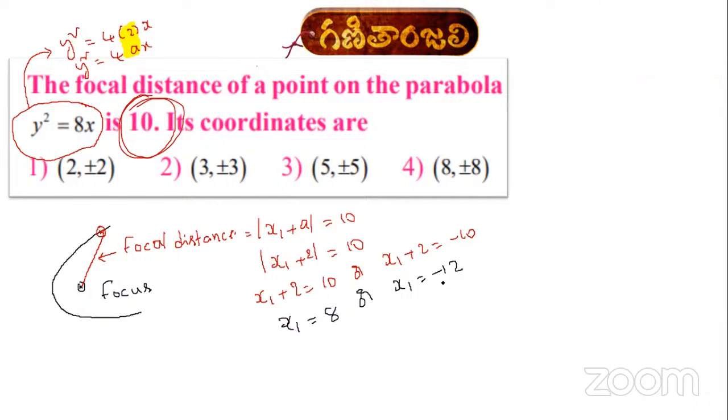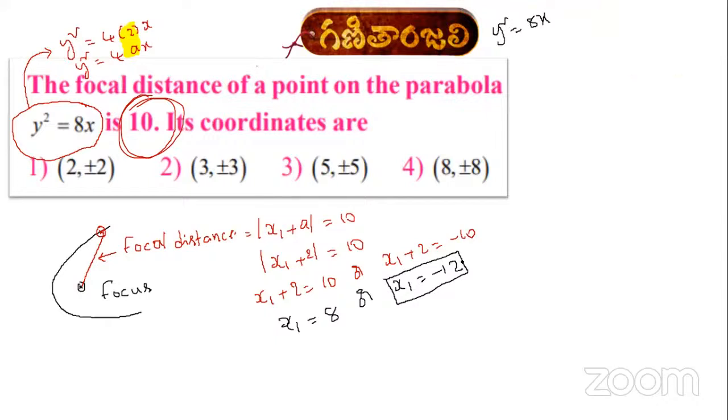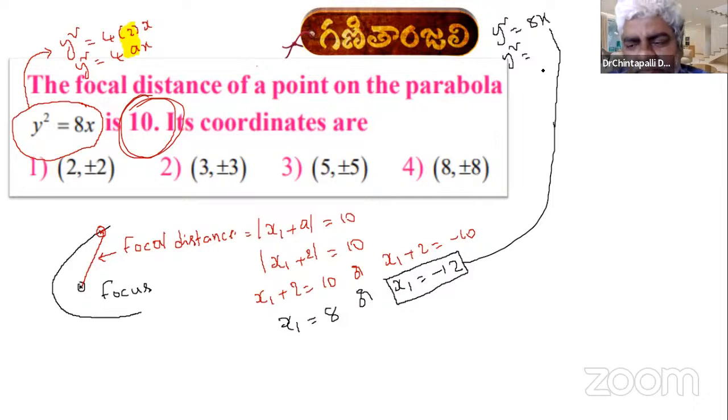మనకి ఇచ్చిన ఆప్షన్ ఎక్కడైనా -12 ఉందా? లేదు. మరి -12ని ఎందుకు రిజెక్ట్ చేశారో దానికి ఒక మంచి రీజన్ ఉంది, చెప్తానండి. x1 -12 అయితే మన ఫార్ములా ఏంటమ్మా? y square = 8x కదమ్మా. x -12 పెడితే ఏమవుతుంది? y square = 8 × -12 ఎంతమ్మా? -96 కదమ్మా. 8 12 96 కదా.